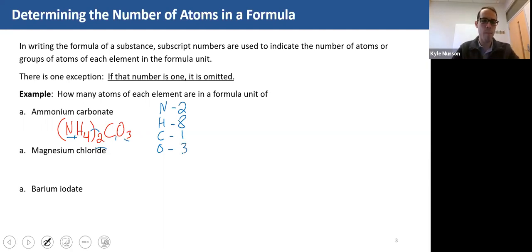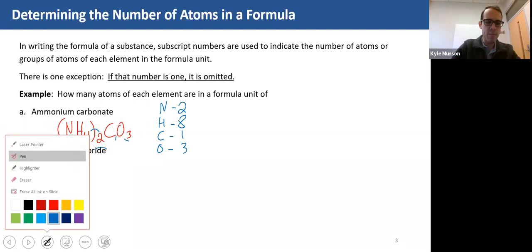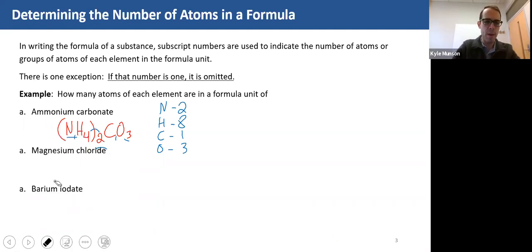This might seem pretty easy, and I hope it is, but as we go on to getting the mass of these compounds, it's going to be very important that we know how to do this and do this correctly. So again, we have 2 nitrogen, 8 hydrogen, 1 carbon, 3 oxygen here.